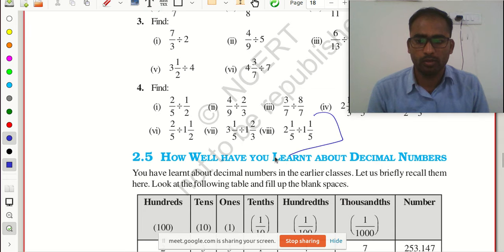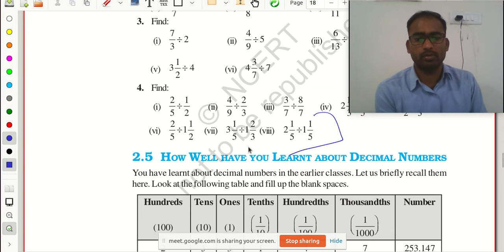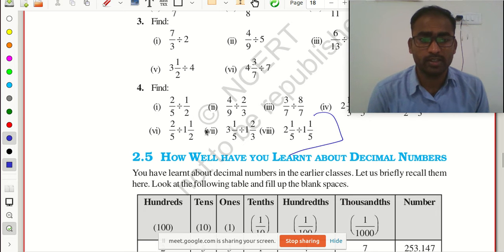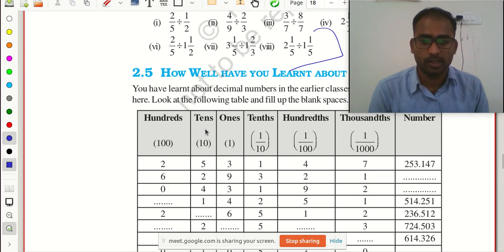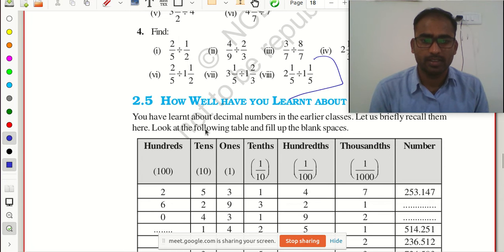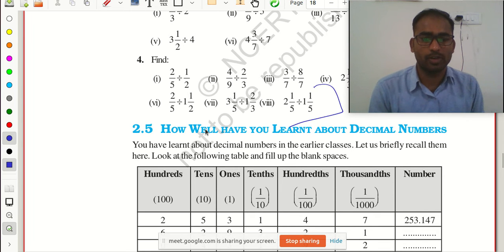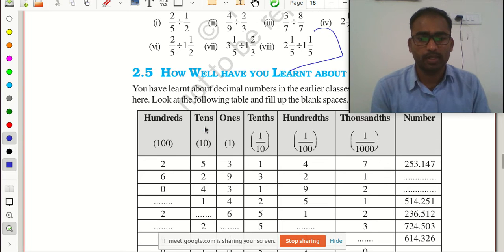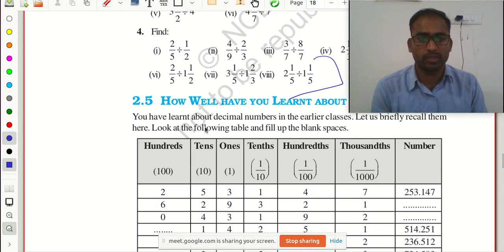Okay. Now we will learn about decimal numbers. Have you seen decimal numbers in your previous class, 6th class? Have you? See, no problem. If you have not learned it in your previous class, today we will learn. So, what is a decimal number?